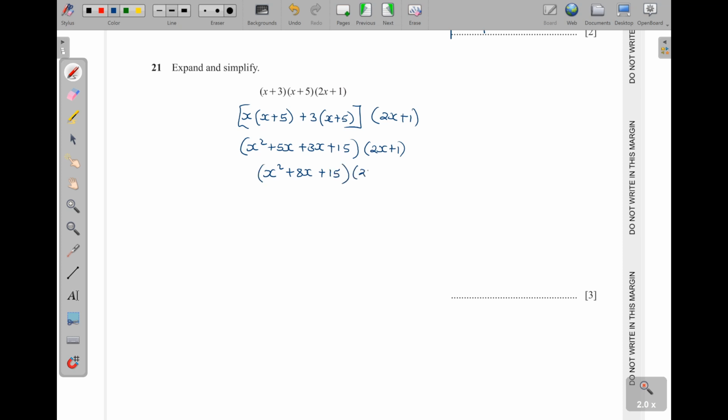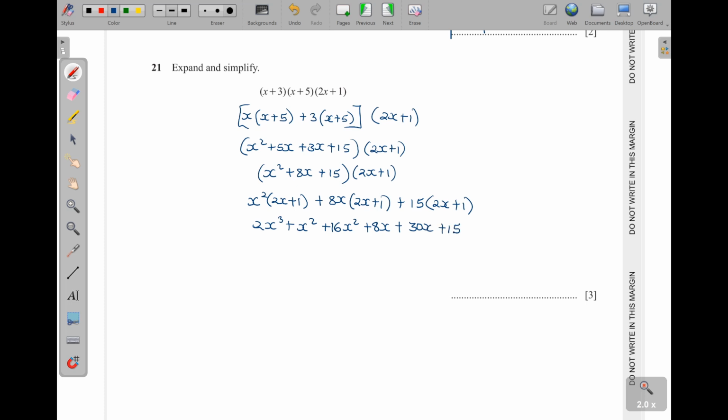Okay, then 2x plus 1. Again, this x squared here has to multiply with 2x plus 1. Also, 8x has to multiply with 2x plus 1. The same with 15, with 2x plus 1. Now, here we shall get 2x cubed plus x squared. Then here 16x squared plus 8x. Then here 30x plus 15.